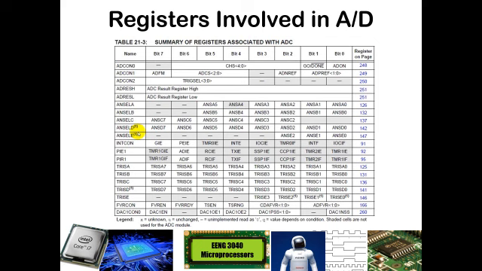Table 21-3 in the datasheet summarizes all of the registers that are associated with the analog to digital conversion module. This may appear to be quite a bit, but we will go ahead and walk through some of these, and you will see that it is not nearly as complicated as it may seem.